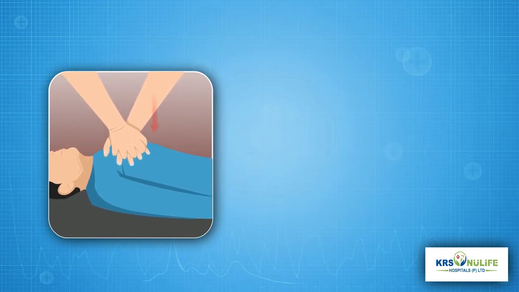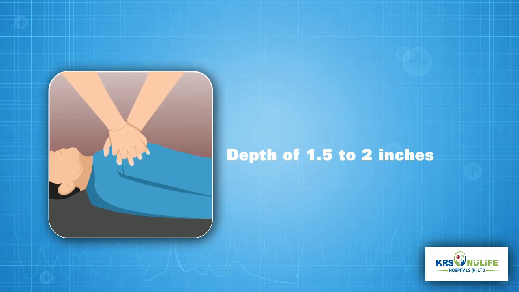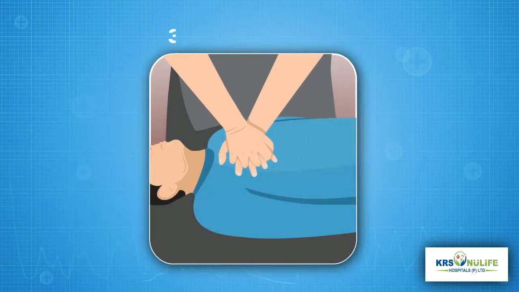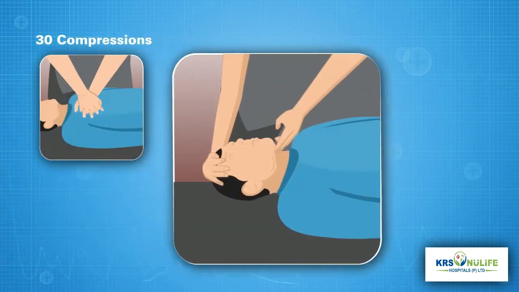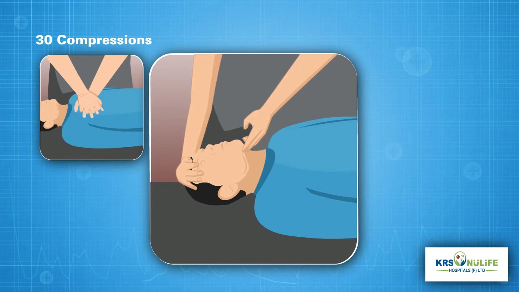Each compression should depress the chest 1.5 to 2 inches. After each compression, release the pressure completely, allowing the chest to recoil. After the 30 compressions, open the airway by lifting the chin and tilting the casualty's head backwards.